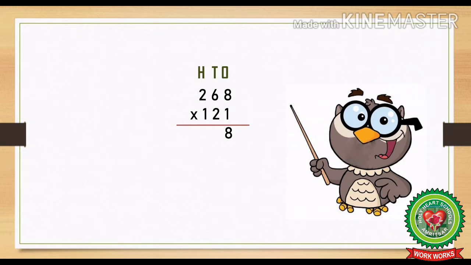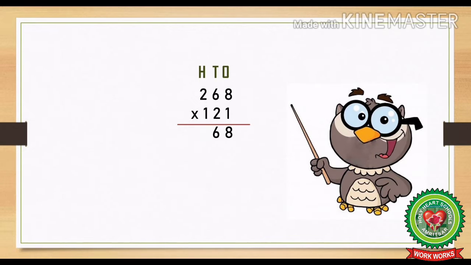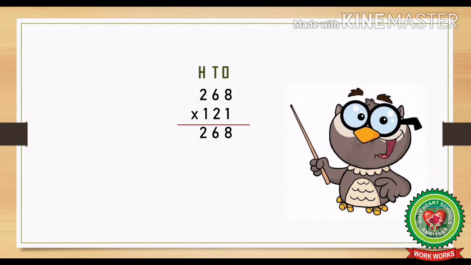So let us begin. 1 8s are 8. So we will write 8 at the ones place. Then 1 6s are 6. We will write 6 in the tens place. Then 1 2s are 2. We will write 2 in the hundreds place. Now we have multiplied all the above numbers with 1. Now we will move on to the second digit from the right hand side.